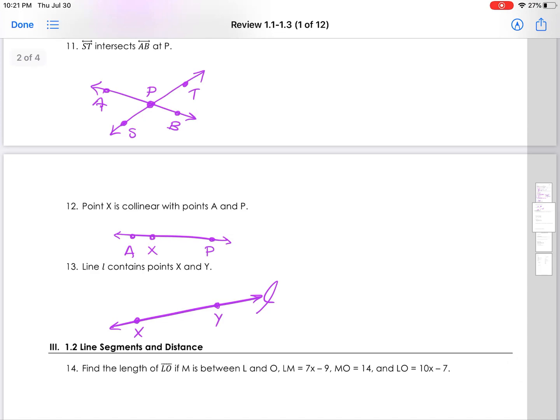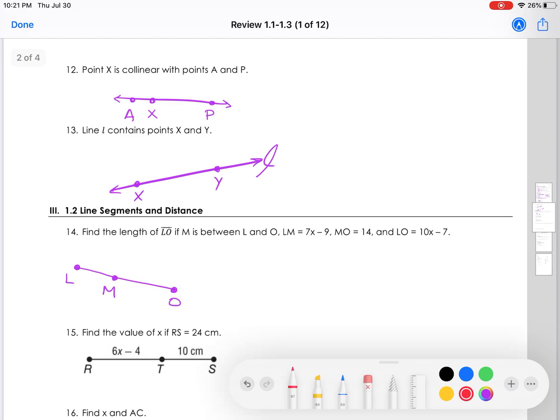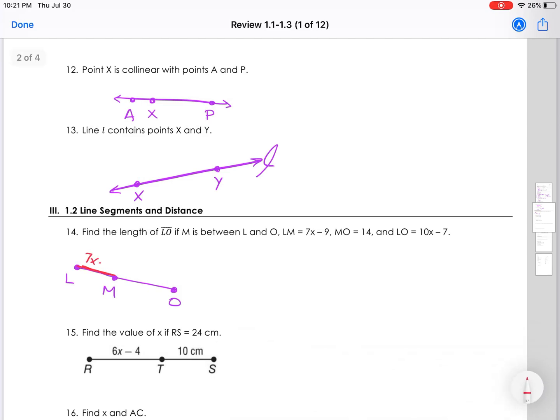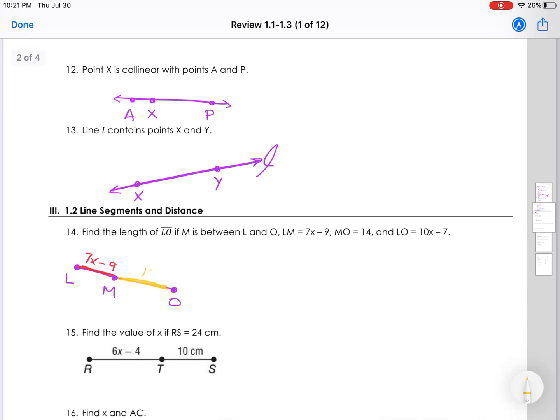All right, in number 14, we want to find the length of segment LO if M is between L and O. We don't know that it's the midpoint, we just know it's in between. So here's L, here's O, M is somewhere in there. It's not necessarily a midpoint. Don't get that confused. All right, so we know that LM is 7x minus 9. We know that MO is 14. And we know that LO is 10x minus 7.